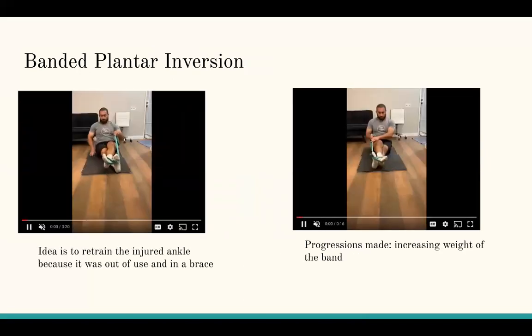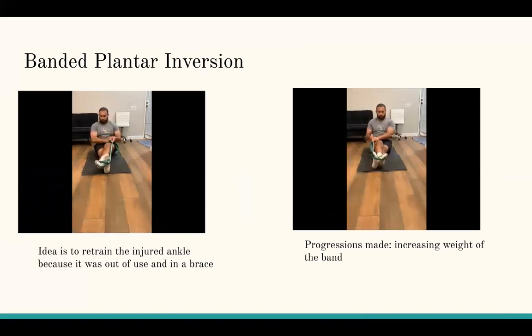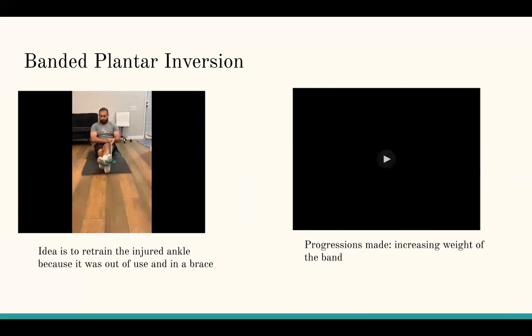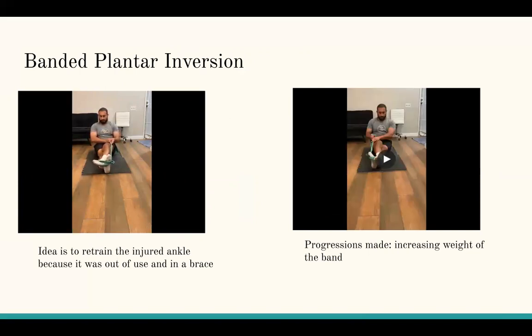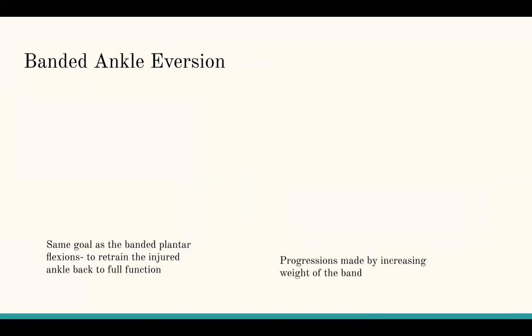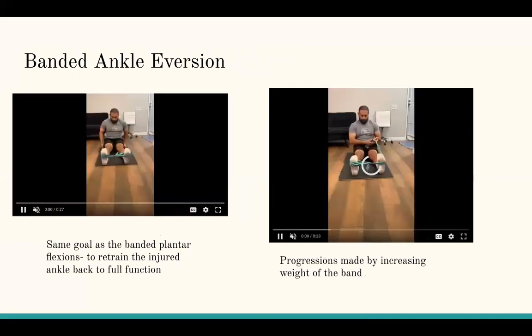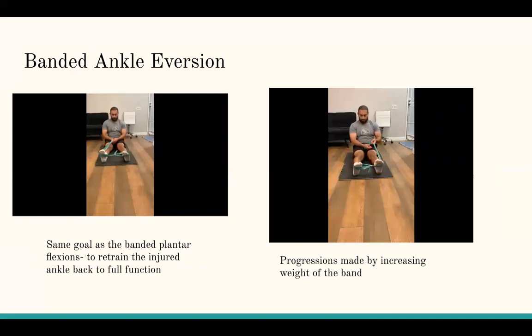As for ankle rehab, the main contributors we think were the banded plantar eversions and inversions, and the goal of this was to help break down scar tissue as well as strengthen the ankle in multiple planes of motion. What was not recorded was the water walking, which was a great regression for gait and for initial use of the ankle. So this is the banded eversion. Again, progressions made were increasing the weight of the band.